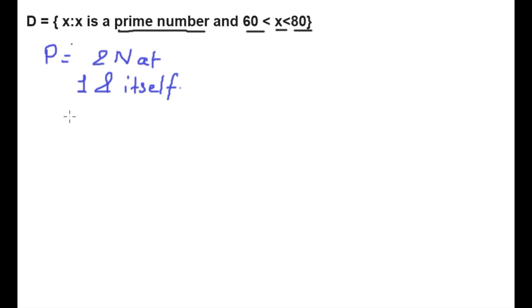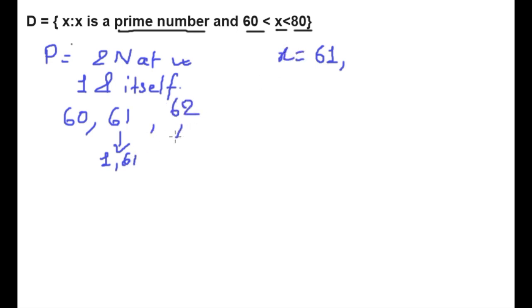So we will start from 60. 60 is divisible by more than two natural numbers. So it is not prime. 61. 61 is divisible by only two natural numbers, that is 1 and 61. So yes, 61 is our number of x. 62. 62 is divisible by more numbers, 2, 4. So 63. 63 is again divisible by more natural numbers, 1, 3 and 63.